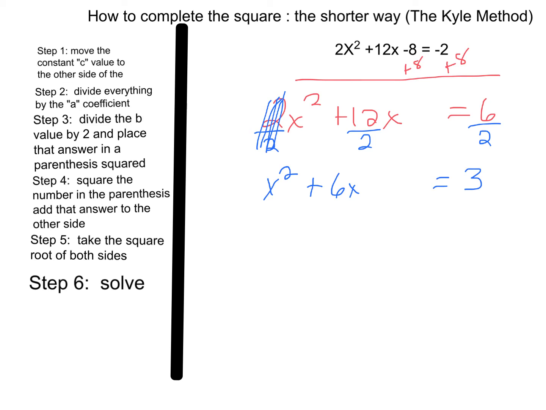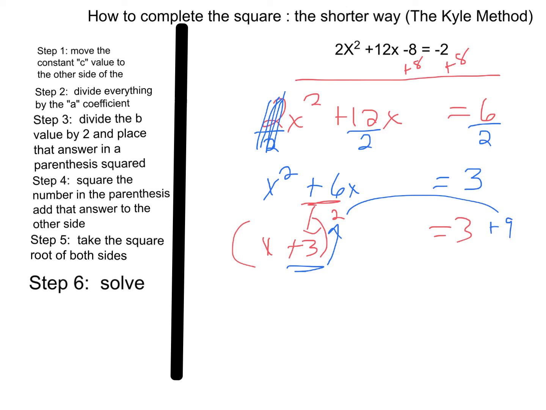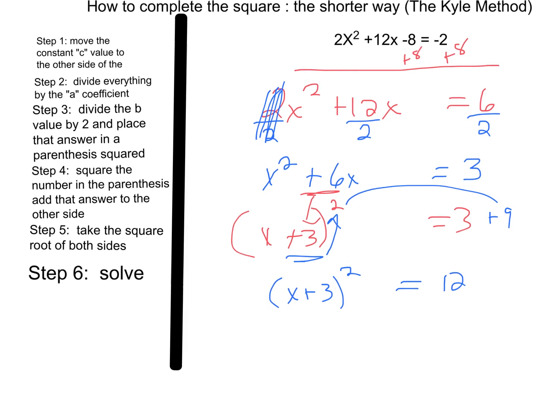Next step, we're going to put our square parenthesis up, and we're going to take this, divide by 2. So x plus 3 squared equals 3. Okay, now we're going to do the squaring part. That's going to be plus 9. So x plus 3 squared now equals 12. Need a little more room, so I've got to scooch this a little bit.